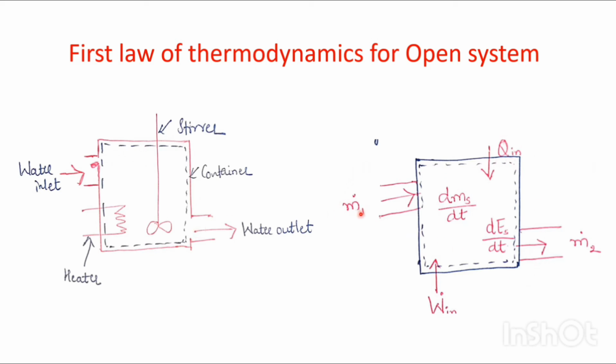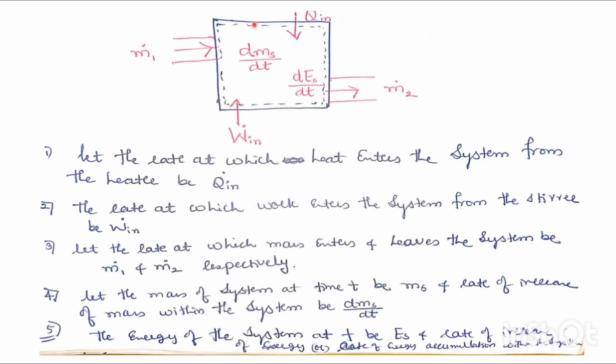You can see here M1 indicates mass flow in, where M2 indicates mass flow out, where Q in, that is heat, is added to the system with the help of the heater here, and the stirrer is doing some stirrer work in this container on the system. That means some work is done on the system here. So it is explained here very clearly. You can see the same sketch we have represented here.